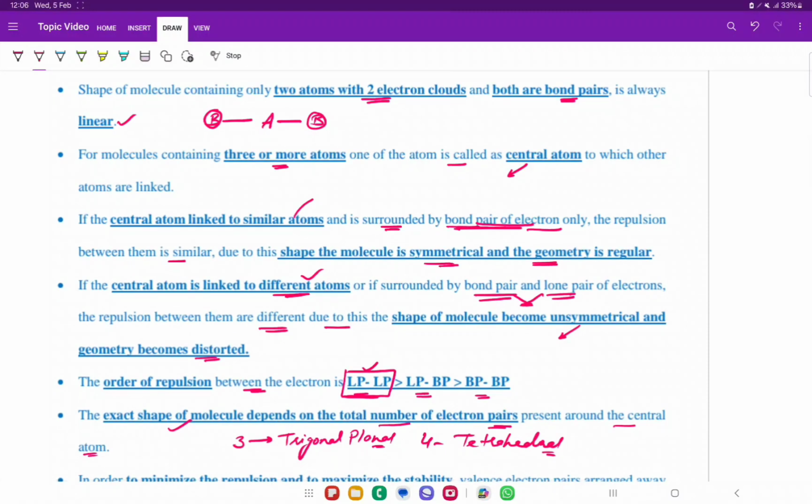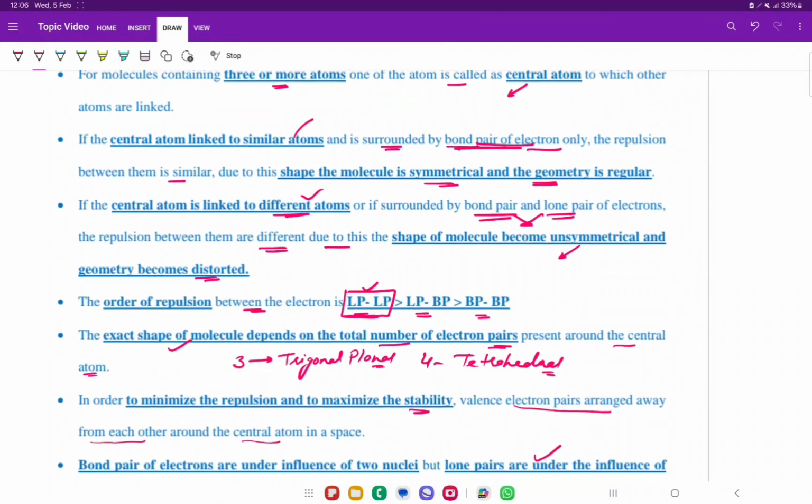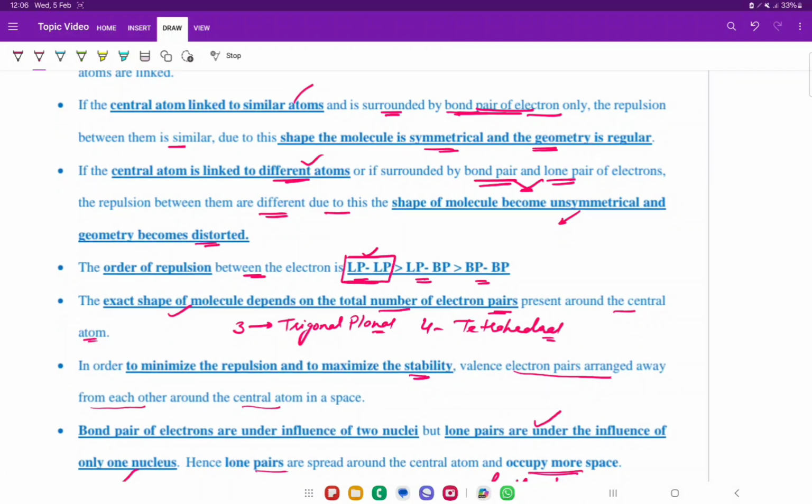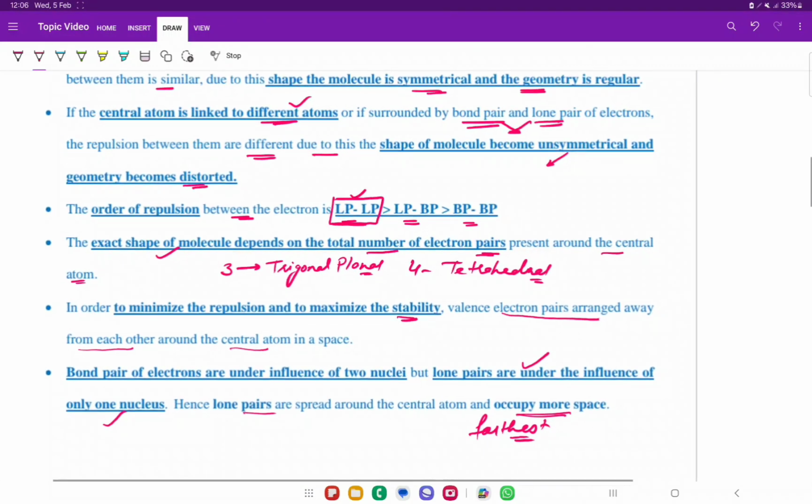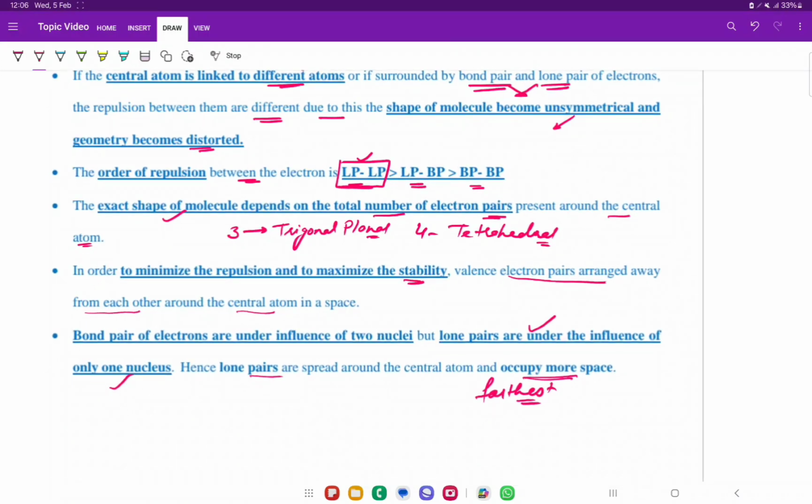Let me recall again quickly. Two atoms, both bond pairs, the shape will be linear. More than two atoms, that is three or more, and all of them bond pairs, the shape will be regular and symmetrical. The geometry will be regular and the shape will be symmetrical. If the molecule has both lone pairs and bond pairs, then due to repulsive interaction between lone pairs and bond pairs, the shape and geometry of the molecule becomes distorted and unsymmetrical. And the extent of distortion depends on the repulsive interaction between the electron clouds. Maximum repulsive interaction is between lone pair and lone pair, then lone pair and bond pair.